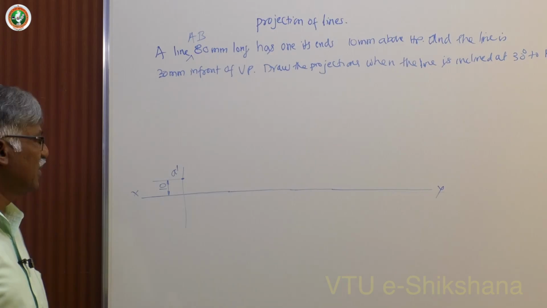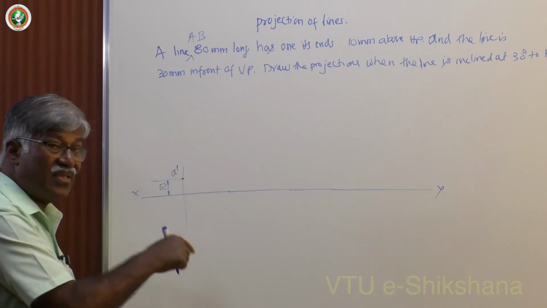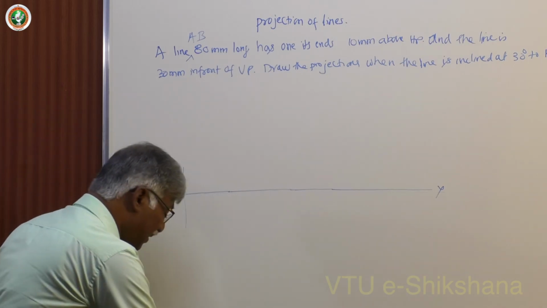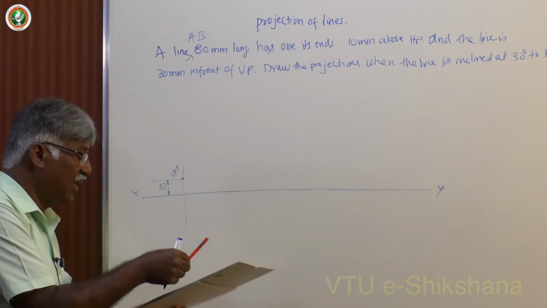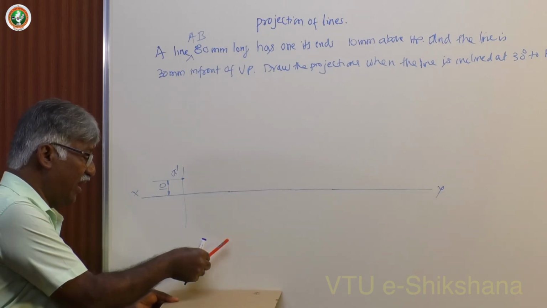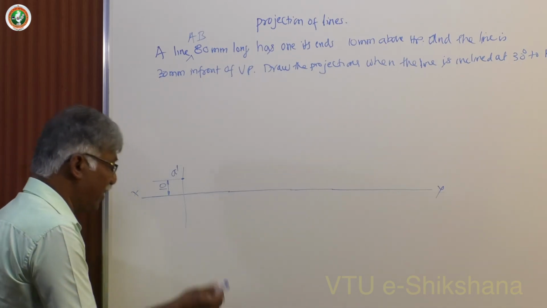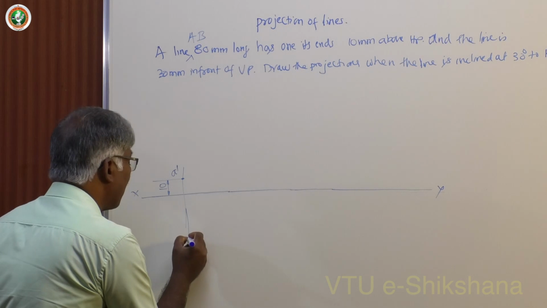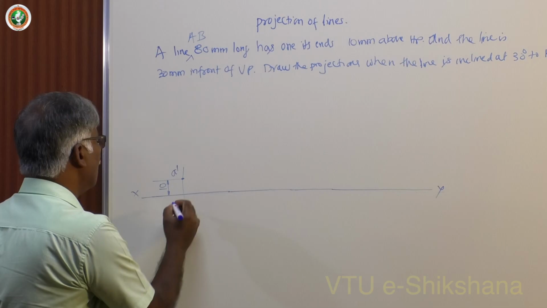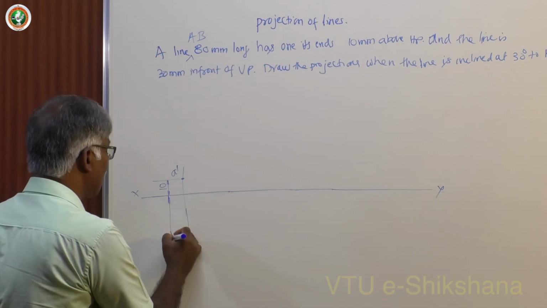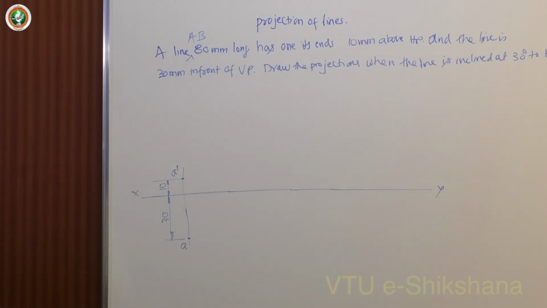10 mm above HP. And the end A itself is 30 mm in front of VP because the line is inclined at 30 degree to HP and the entire length of the line is 30 mm in front of VP. That means end A is also 30 mm in front of VP. Draw this line. Okay. This is A. Then fix this. This is 30. End A is fixed.